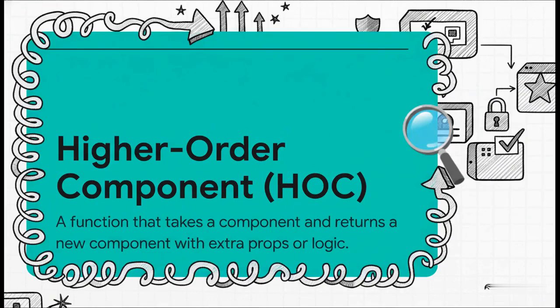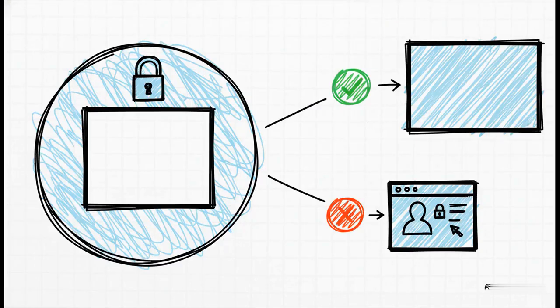First up, the higher order component. Now, the name sounds a little intimidating, but the idea is actually pretty simple. It's just a function that takes your component as an input, wraps it up, and gives it some new superpowers, like checking if a user is logged in before showing a page. And here's what that looks like. This withAuth function is our HOC. It takes any component you give it and spits out a new one.